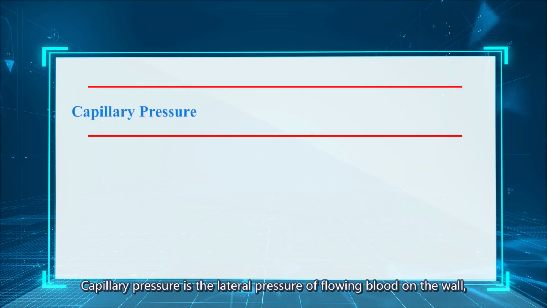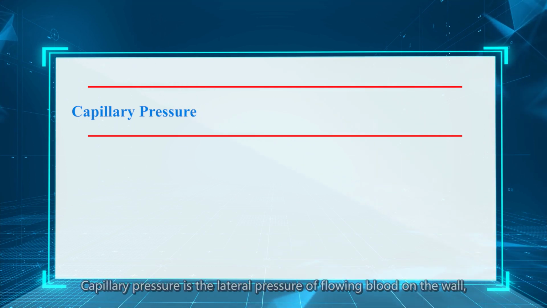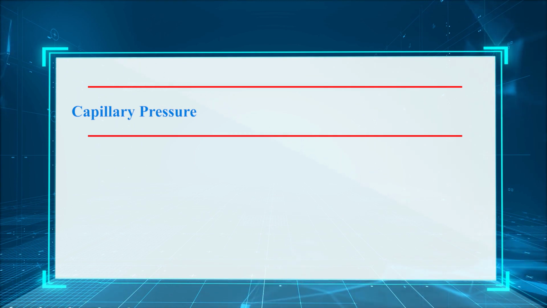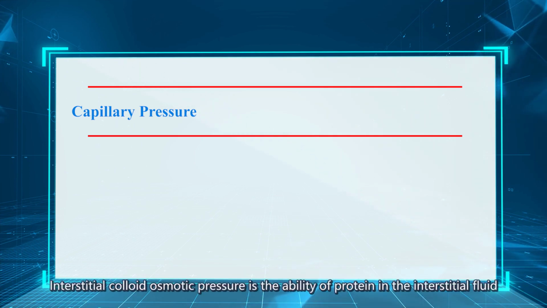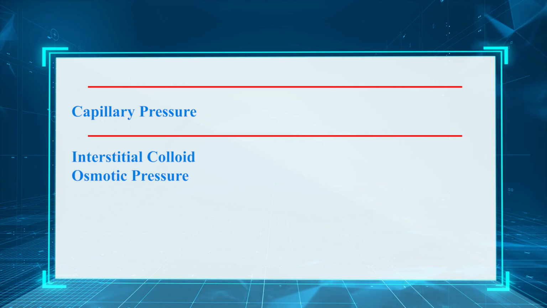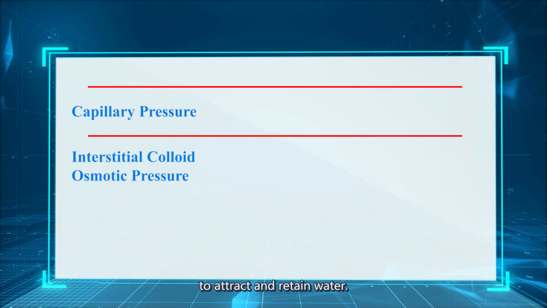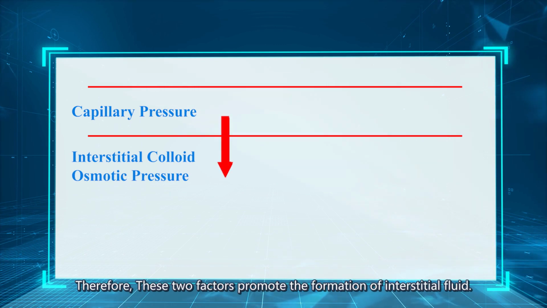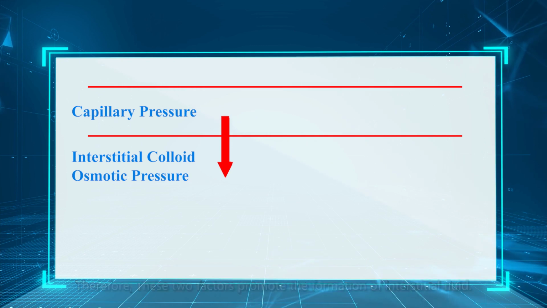Capillary pressure is the lateral pressure of flowing blood on the wall, squeezing the blood to filter out. Interstitial colloid osmotic pressure is the ability of protein in the interstitial fluid to attract and retain water. Therefore, these 2 factors promote the formation of interstitial fluid.